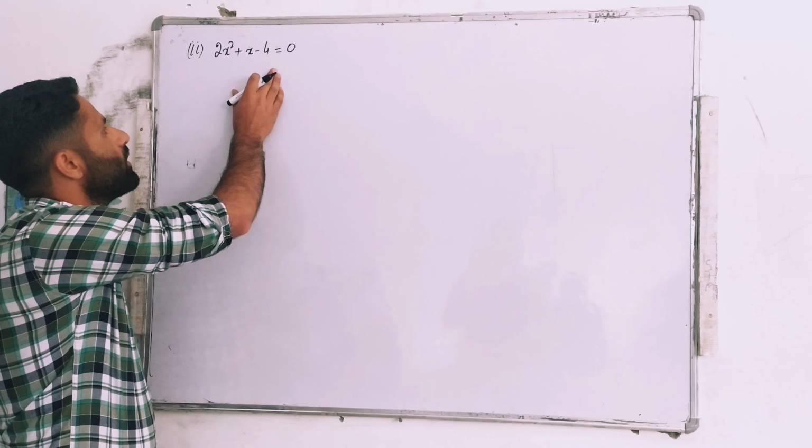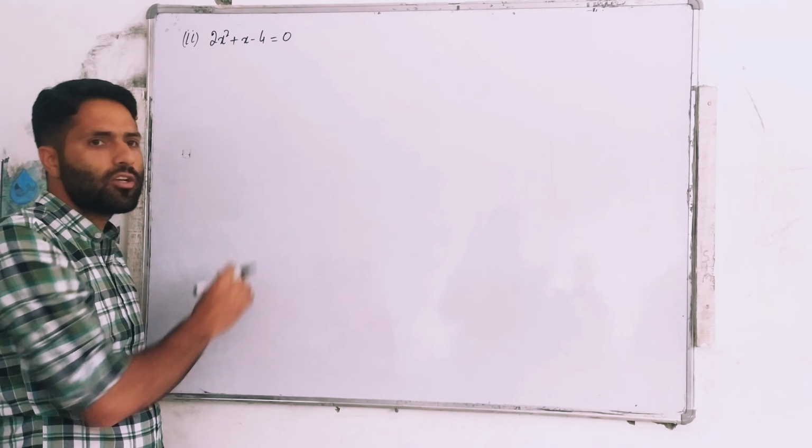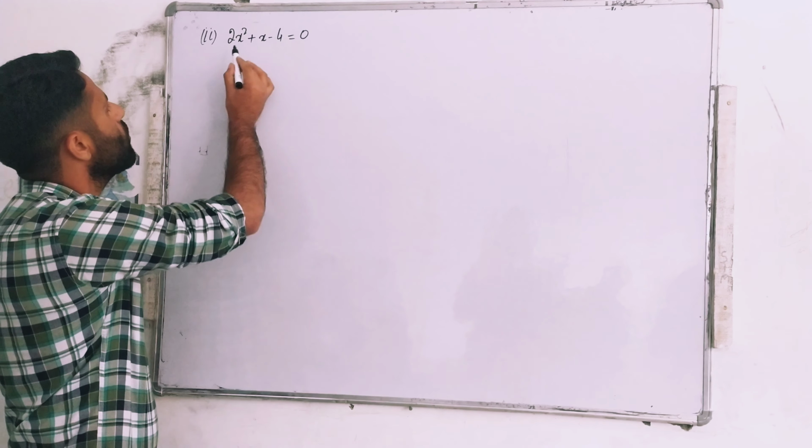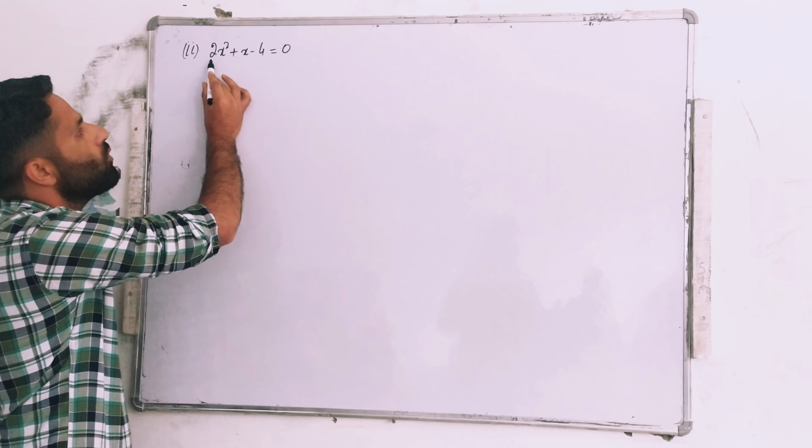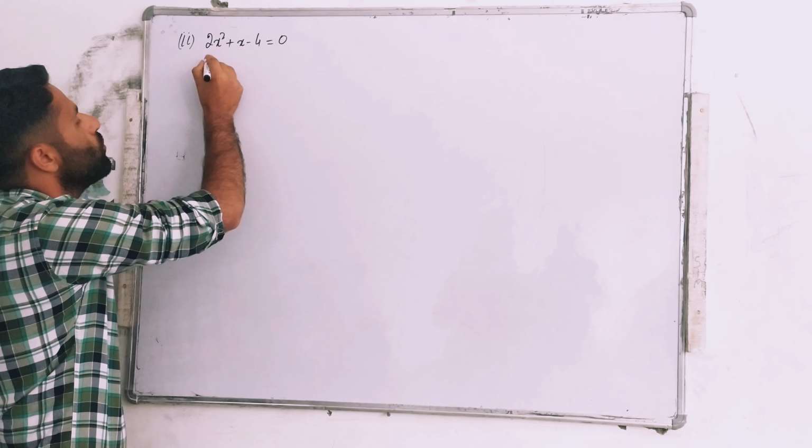You have to solve this quadratic equation by completing the square method. You have to look at the coefficient of x square. The coefficient of x square is 2. You have to divide this quadratic equation by 2.